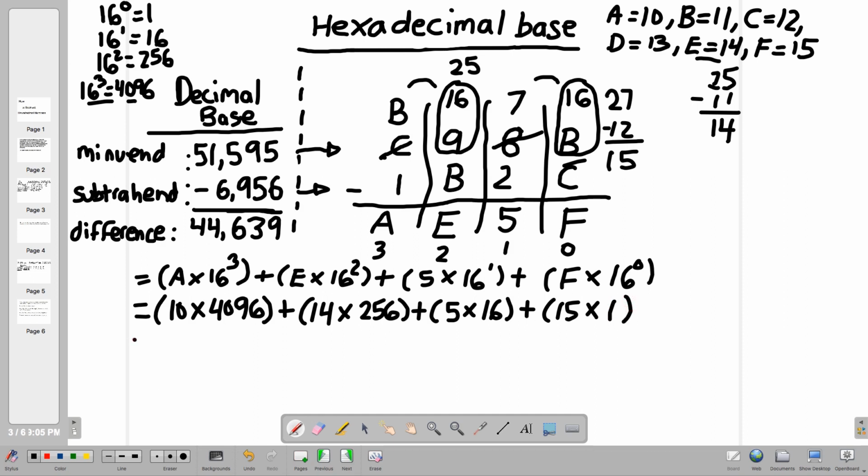And let's go below. So 10 times 4096 is 40,960. And then we have the value 14 times 256. So 14 times 256 is 3584. And then we have 5 times 16 is 80.